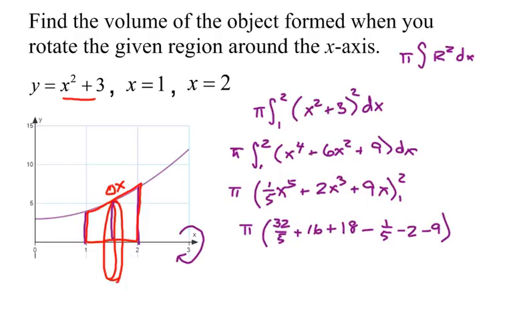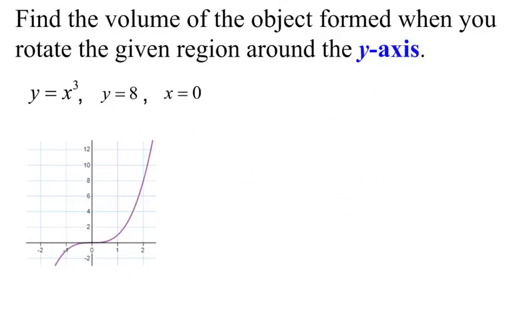All right, so let's look at our next problem. This time, notice, and it's in blue for you, we're revolving around the y-axis. So let's look at the region we're working with. y equals x cubed, y equals 8. That looks a little different. y equals 8 is the region, the line from here to here. x equals 0 is this vertical line, and of course here's our curve. So this is the region we're looking at, and let me just shade that in.